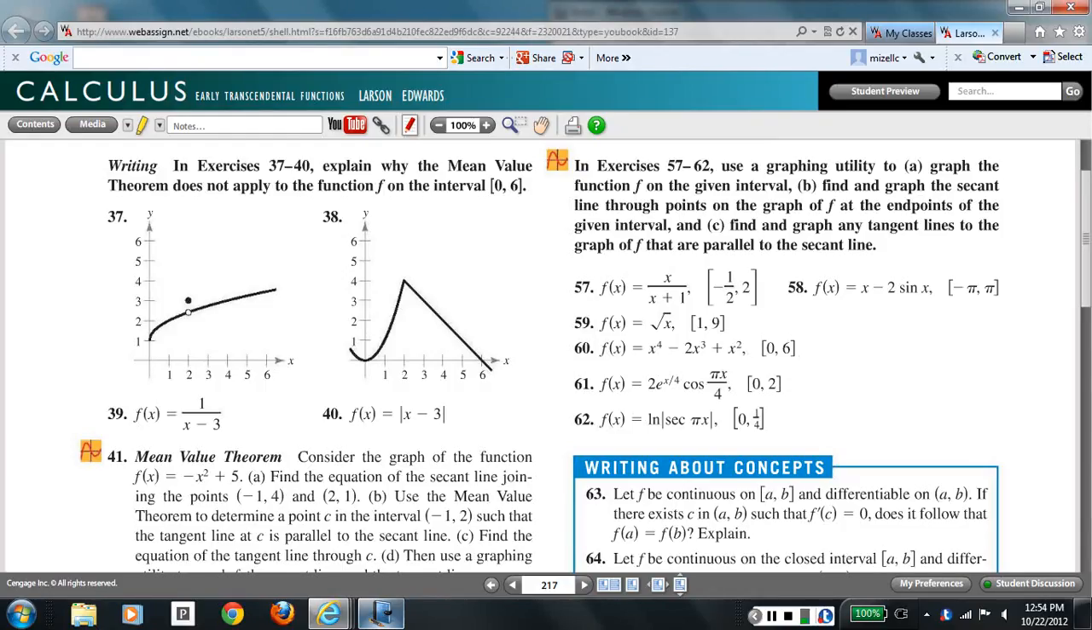Why not 39? What's going on there? Non-continuous. The discontinuity, a vertical asymptote, is actually at x equals 3. That's between 0 and 6. So we cannot apply it to that one. And 40? Non-differentiable. A point of non-differentiability at 3. The translation of the absolute value, there's a corner in the graph. So at x equals 3, it's not differentiable.